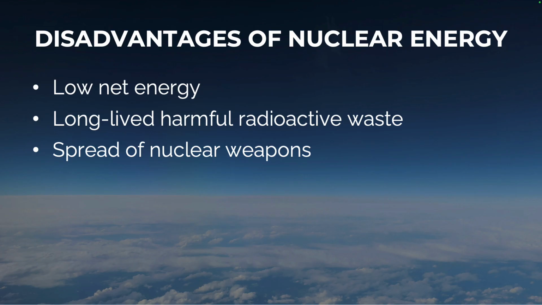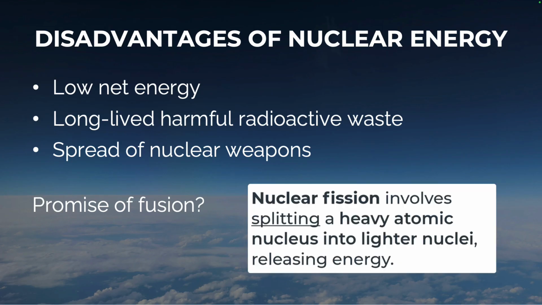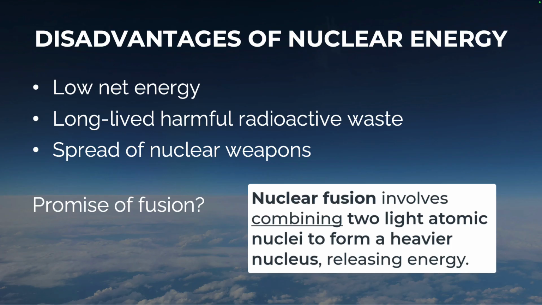Some proponents of nuclear power see fusion as a promising answer to some of our energy problems. Nuclear fission, which is a process we're using now, involves splitting a heavy atomic nucleus into lighter nuclei, releasing energy. Whereas nuclear fusion is a process where two light atomic nuclei combine to form a heavier nucleus, also releasing energy, but through a fundamentally opposite mechanism.